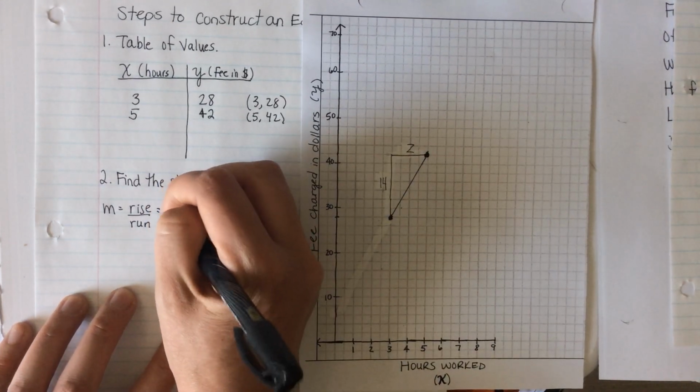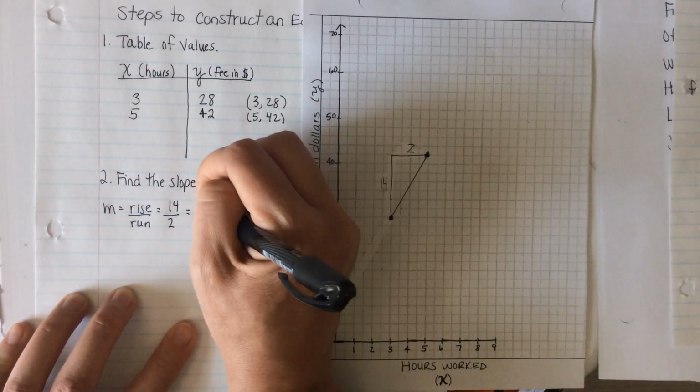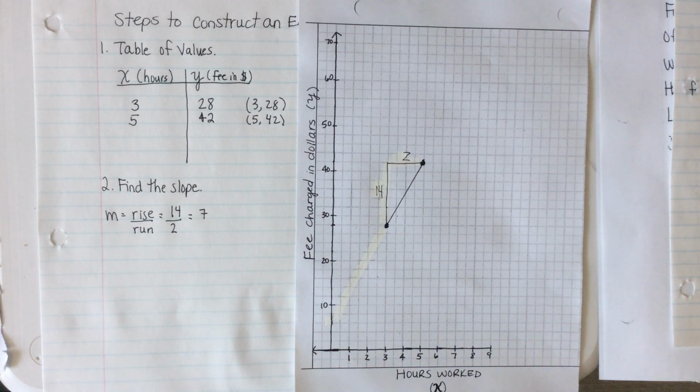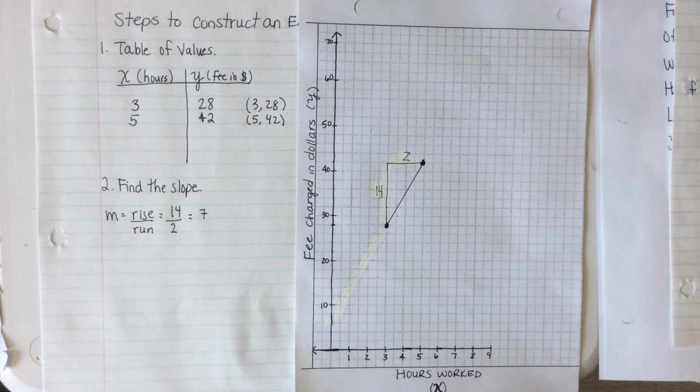So I can put those values in, rise of 14, run of 2, and that reduces to 7 for my slope. So my slope here is 7, and that is her hourly rate. If we're looking at that, that is her fee charged per hours worked. So how much you charge per the number of hours you worked is your hourly rate.